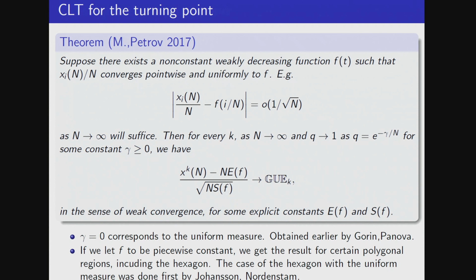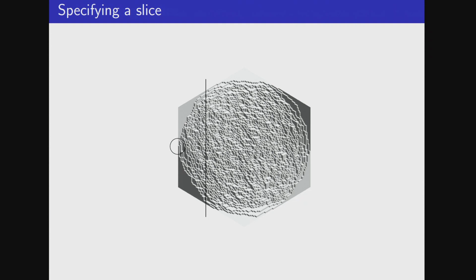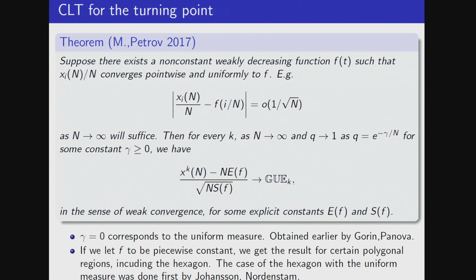This approach of looking at regions like this and then conditioning on this slice was first used by Vadim Gorin and Greta Panova in the case of the uniform measure, where they obtained this result. And notice that the parameter q that I have is e to the negative gamma over n. If you set gamma to 0, in particular, you get the uniform measure. And so the gamma equals 0 case recovers their result.